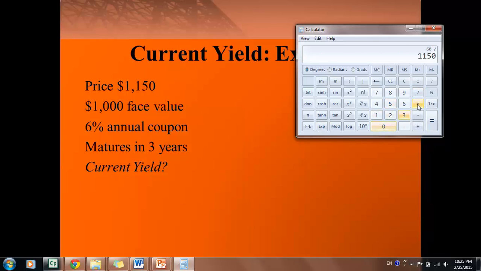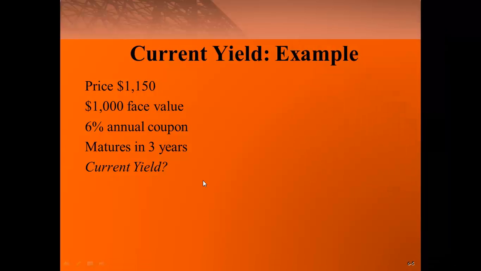1150 times 100 will be 5.22%, approximately the current yield of the bond. Essentially, it is a return on the price I've paid for the bond. It's like a return on investment of the bond. So it's 60 divided by 1150, or 5.22%.